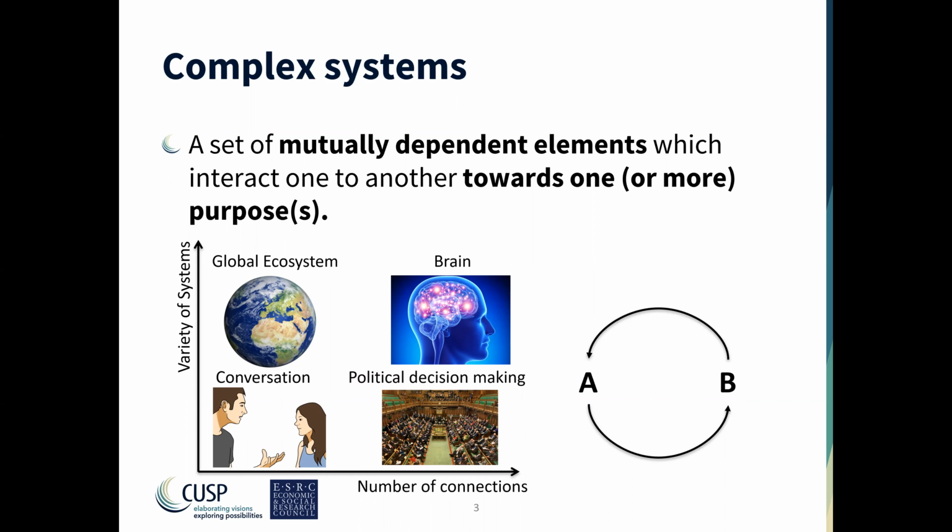An example of a complex system can be a conversation between two people, an interaction between two people that should balance each other a little bit. We can think about political decision making going towards more connection among a lot of people. We can move towards the entire planet, such as global ecosystems, and think about the variety that could happen there, as well as the brain, which can be considered one of the most complex things known to human beings today.